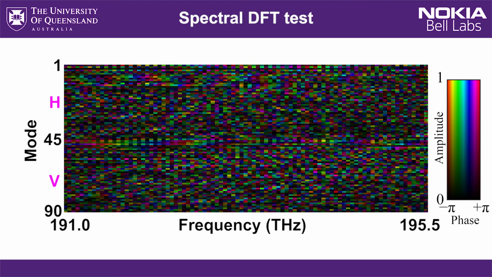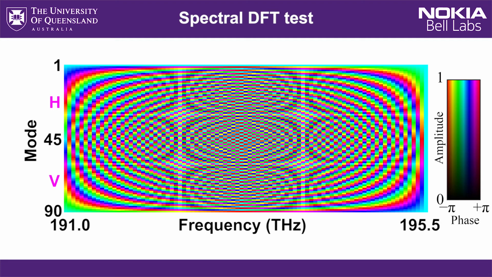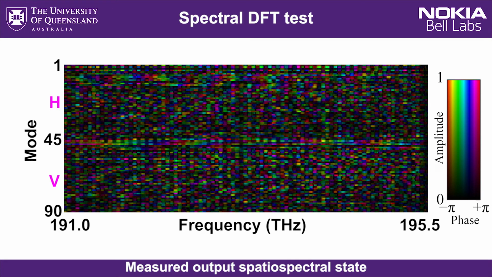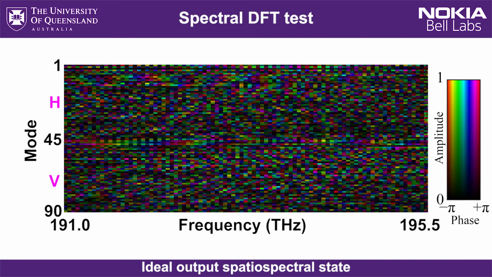This is the ideal spatiospectral state at the output of the multimode fiber for 50 gigahertz bands. Ideally, we'd measure exactly this on the camera side. It looks random on this end, but it corresponds with the DFT at the input. Then on the output side, we experimentally measure this. The two are closely correlated at the center of the band.